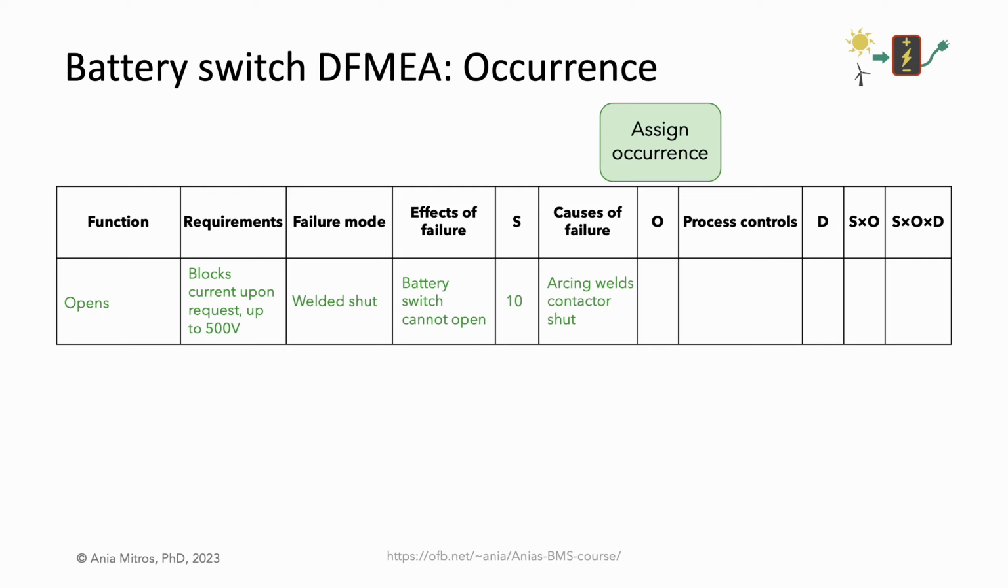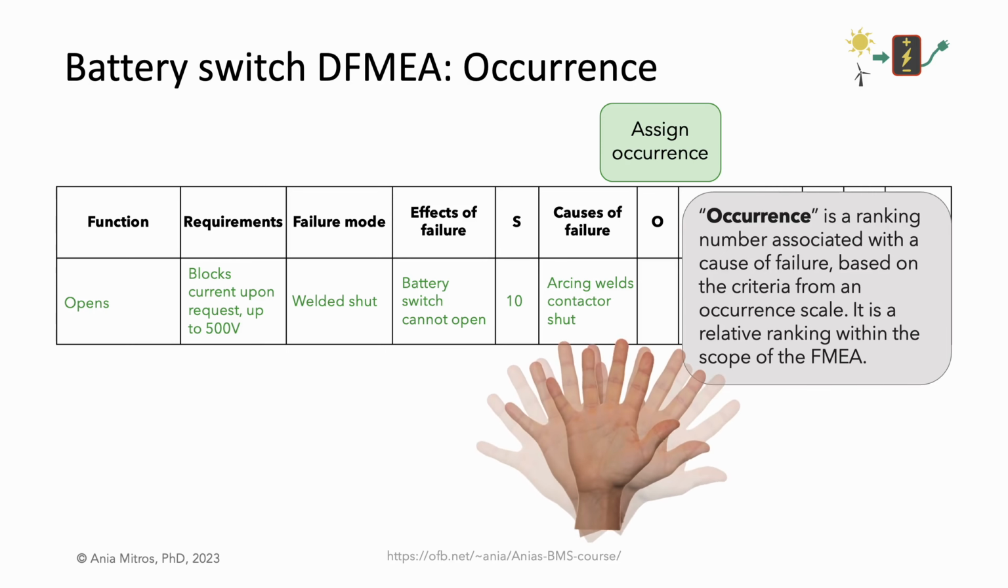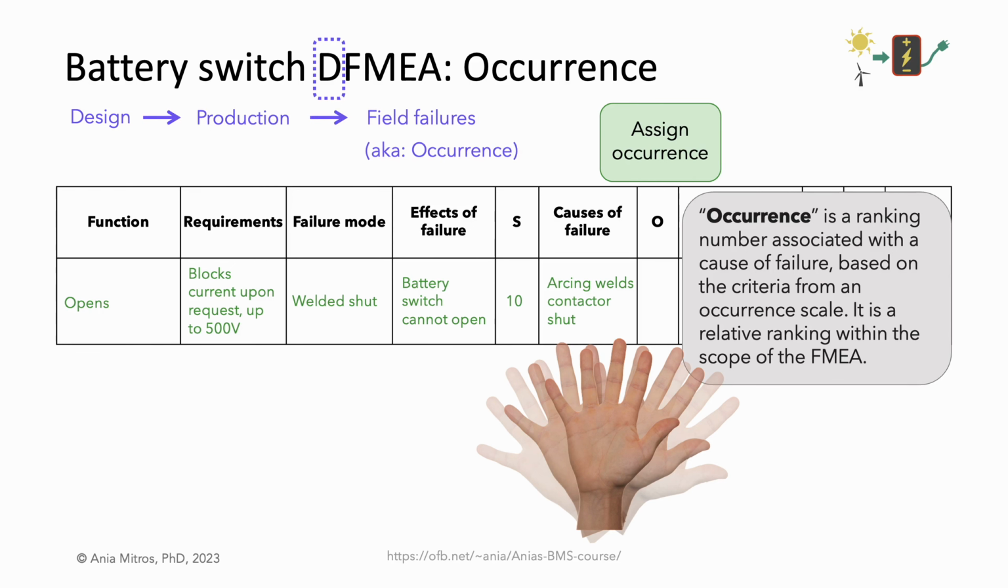Next, we assign an occurrence rating. Occurrence is a ranking number associated with a cause of failure based on the criteria from an occurrence scale. It is a relative ranking within the scope of the FMEA. In my experience, this is the most hand-waving part of the process. We're guessing how often this failure might occur. Recall that we're doing a DFMEA, where D stands for design, so this analysis occurs in the design phase of a product. Production follows, and only then do we see the actual rate of field failures.